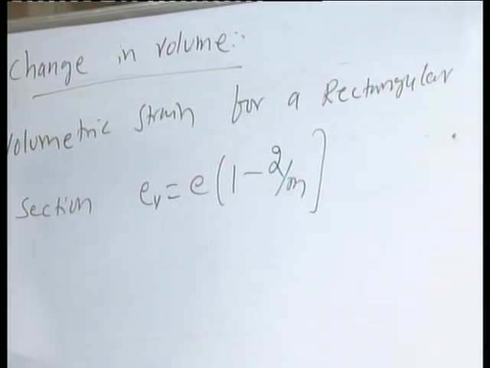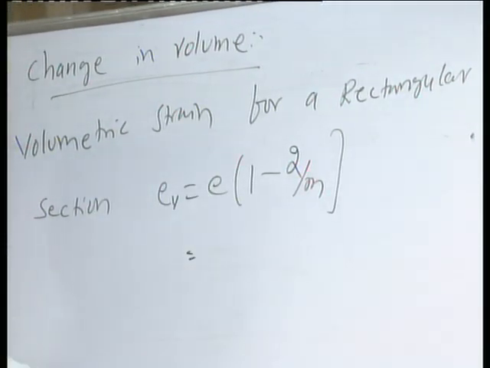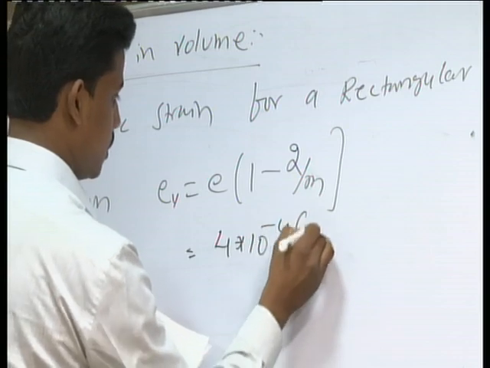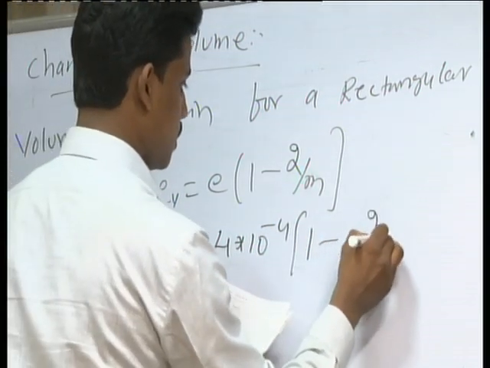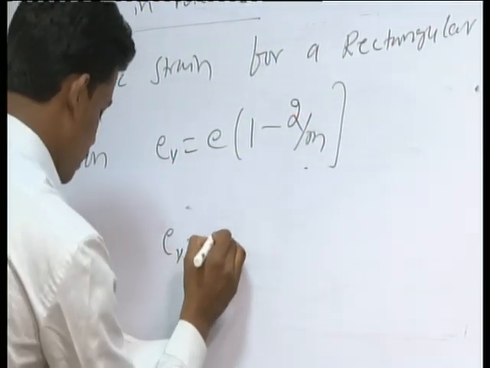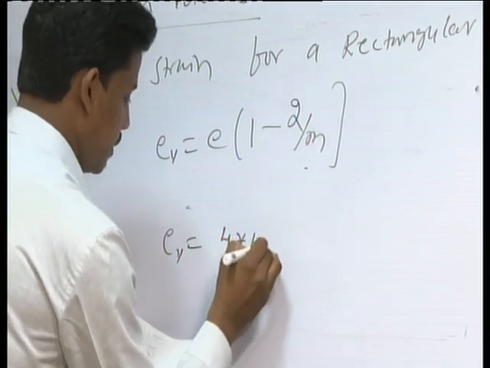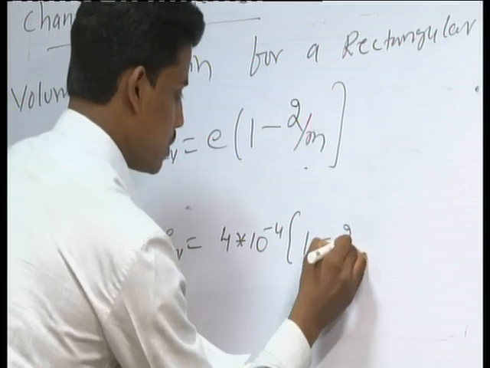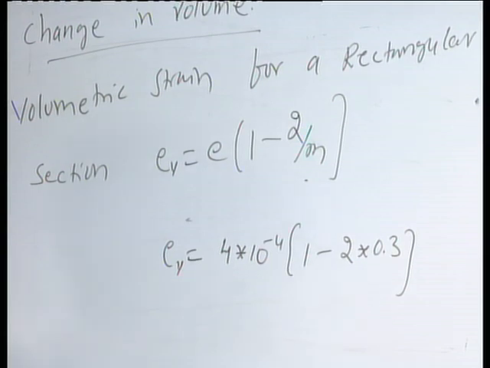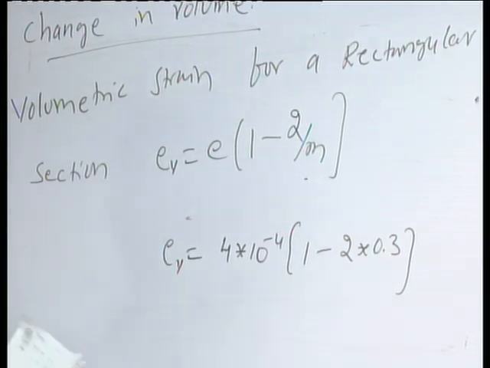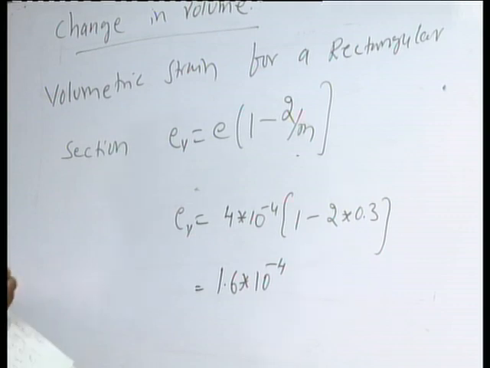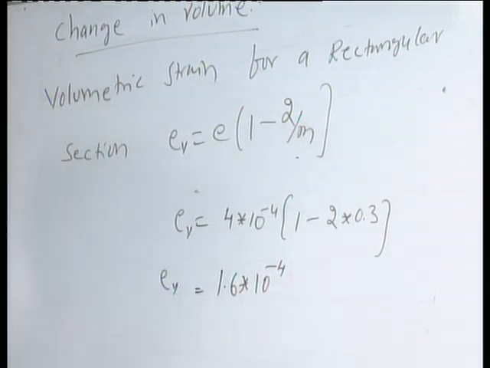If we substitute these values, where E is the longitudinal strain, E is equal to 4 into 10 to the power of minus 4 into 1 minus 2 into 0.3. Here 1 by m is given as 0.3, so we directly write 2 into 0.3. We will get EV is equal to 1.6 into 10 to the power of minus 4.